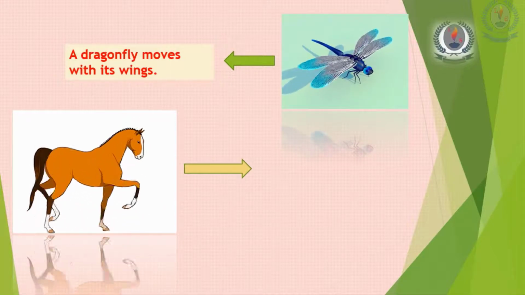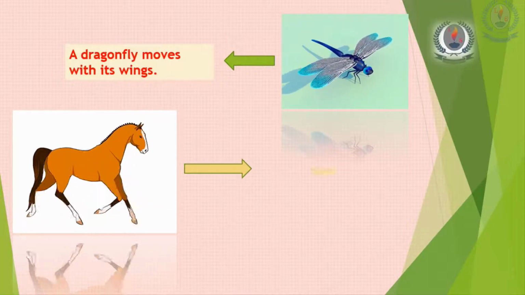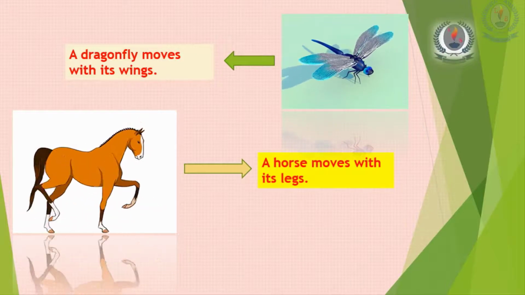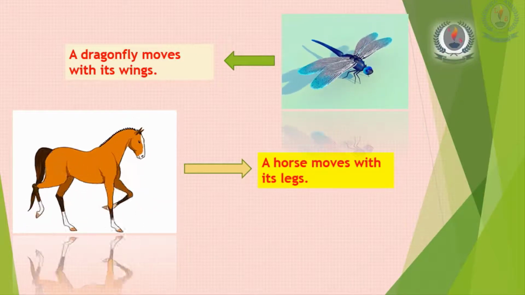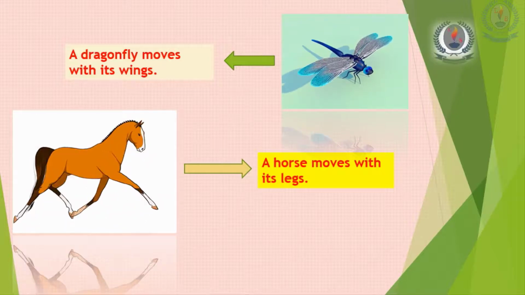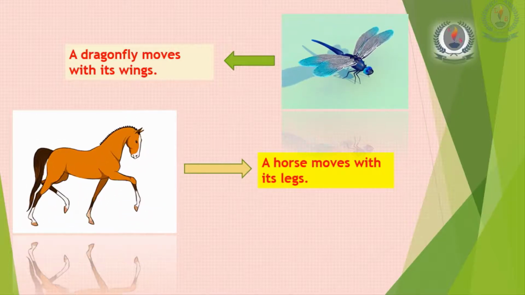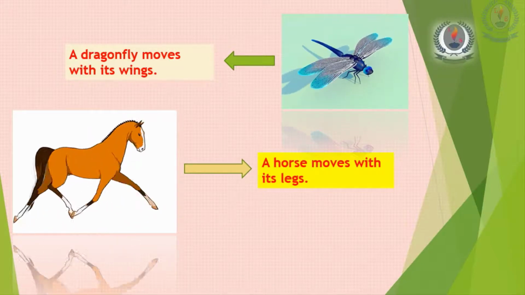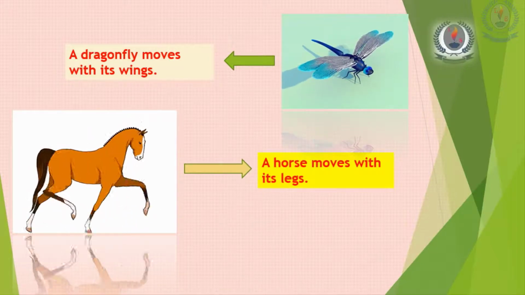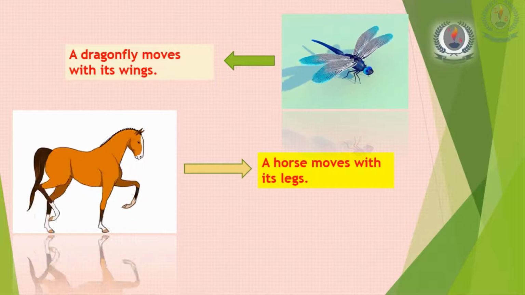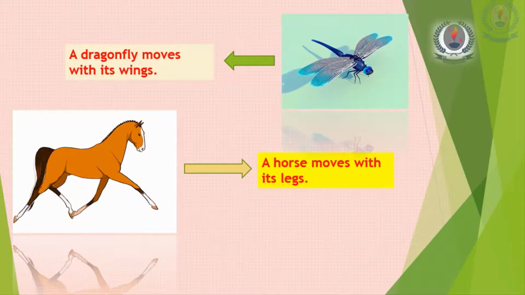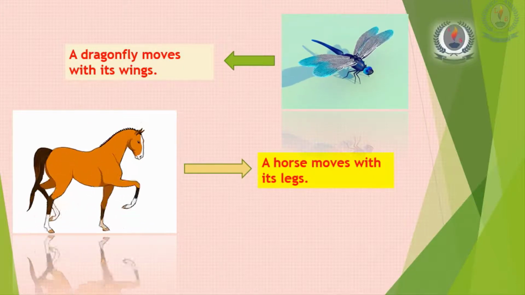The next picture, you can see a horse. A horse moves with its legs. Tell me children, how a horse moves? A horse moves with its legs. You can see a picture of a horse. It moves using its legs.